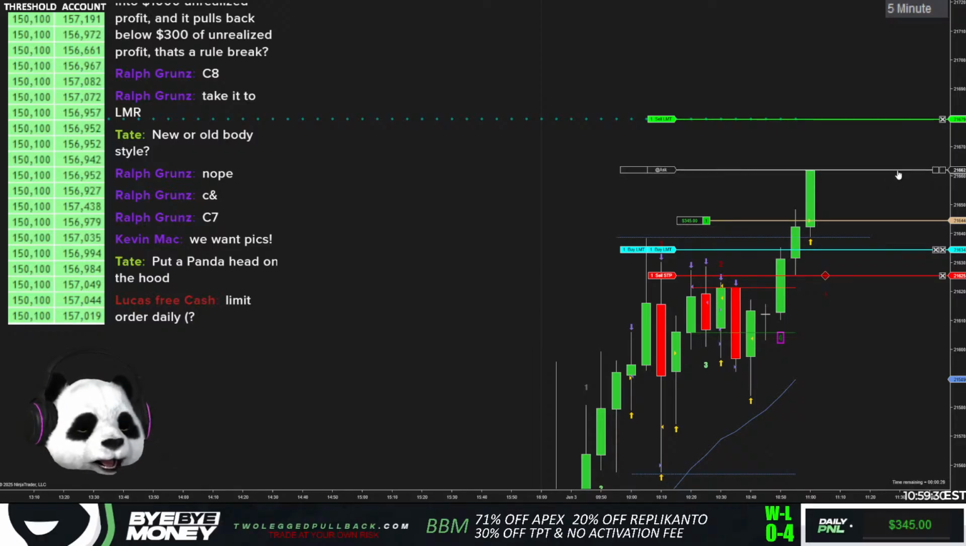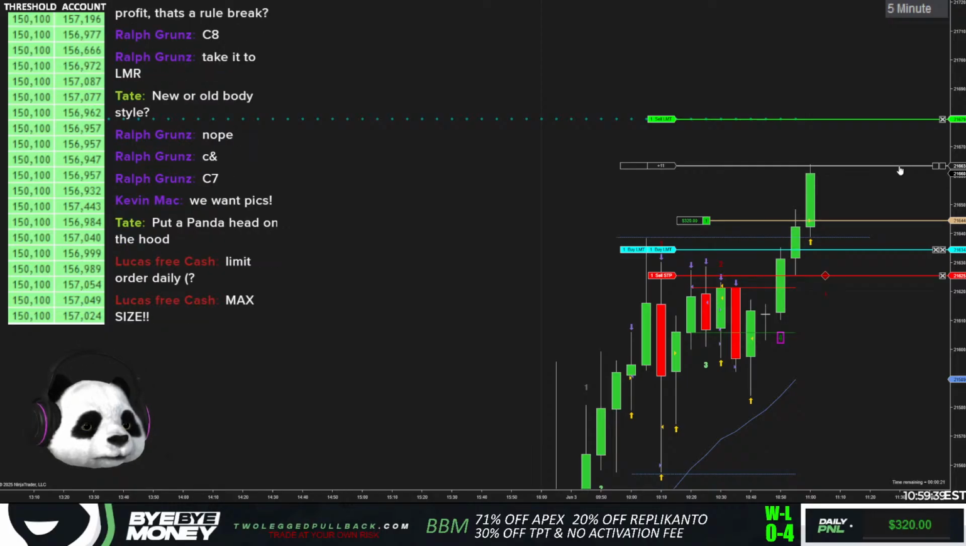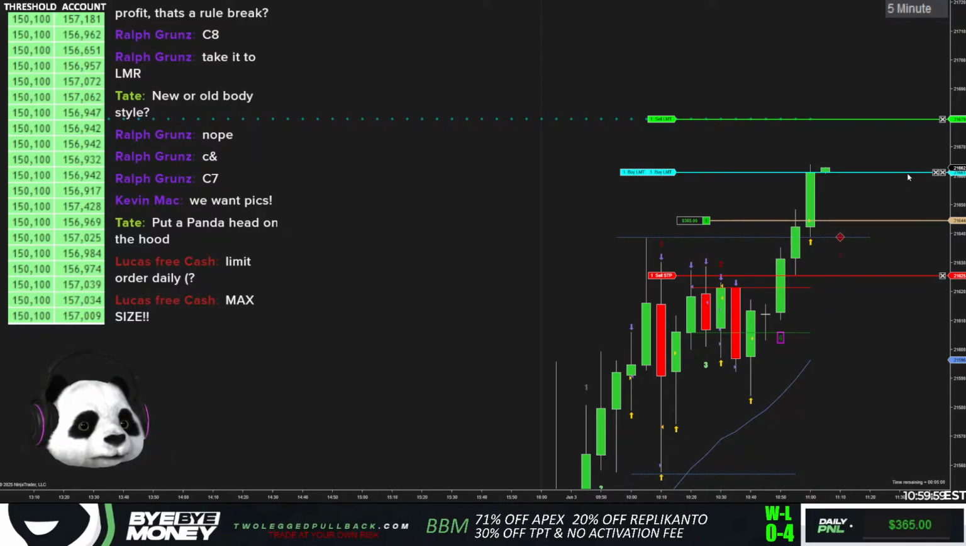Strong bull bar ending near its high, salivating, and it keeps popping up. Let's see how it ends, though. It has to be a strong bull bar ending near its high. Let's see if we can close in the upper 75% of the candle. 4, 3, 2, 1. I missed it. I missed entry. I'm a little too late. It doesn't fill me. Okay, I'm in.